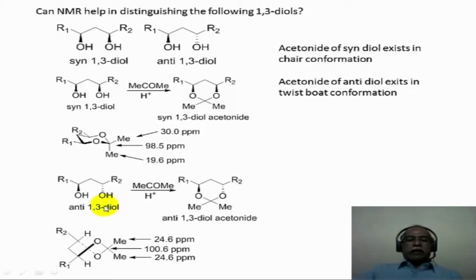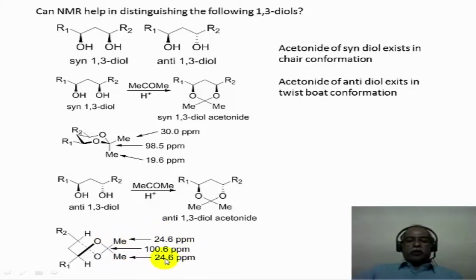What happens with the anti-diol? The anti-diol also forms a cyclic acetonide, except this cannot exist conveniently in the chair conformation, because this carbon-oxygen bond and this carbon-oxygen bond are anti with respect to each other. So you can see the anti relationship in the twist boat form of this particular molecule. This is the most preferred conformation of this molecule, and as a result, if you look at these two methyl groups, they are coming at nearly identical chemical shift values because the distinguishing groups R1, R2 are further away from this center.